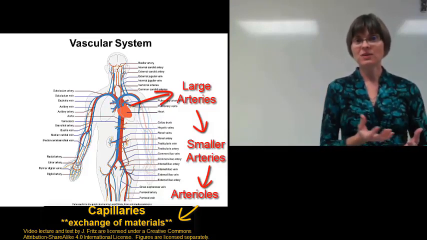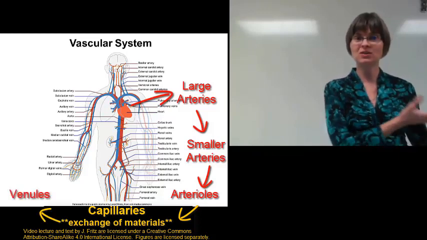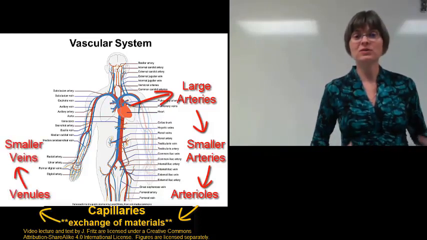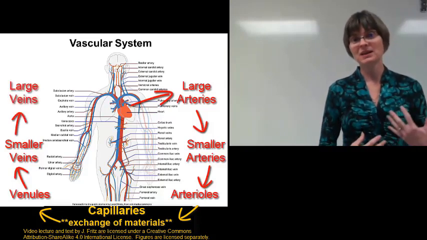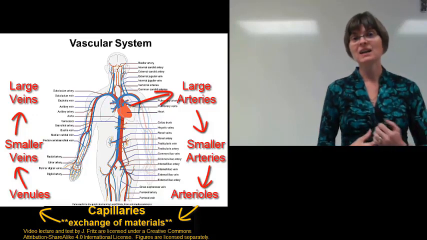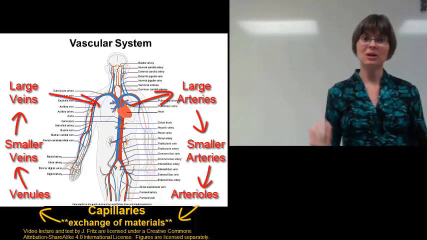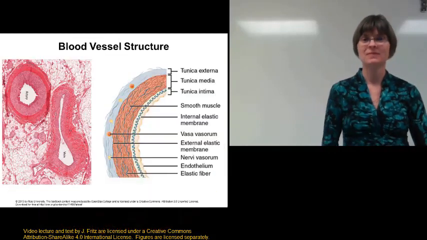Once the blood has gone through the capillaries, it's collected into small veins called venules that empty into larger veins that carry the blood to the biggest veins. That would be in systemic circulation, the superior and inferior vena cava, and if we're looking at pulmonary circulation, that would be the pulmonary veins. They carry the blood back to the heart again.